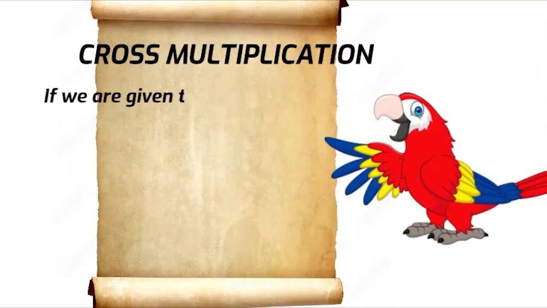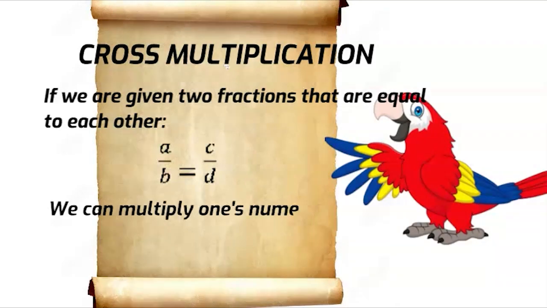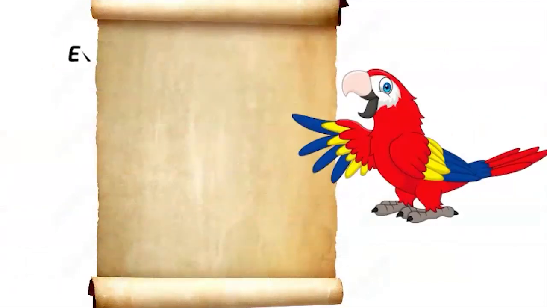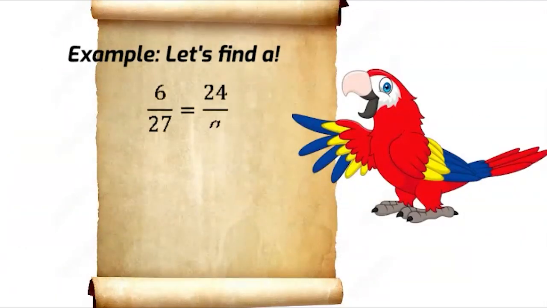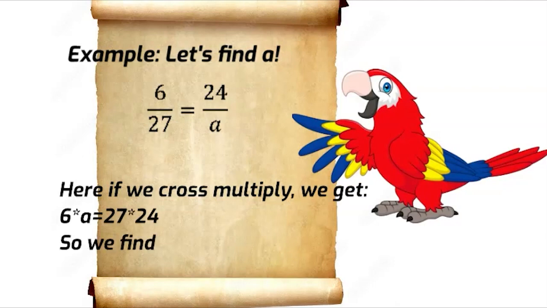Cross multiplication. If we are given 2 fractions that are equal to each other, we can multiply one's numerator with the other's denominator and equalize these multiplications. A over B equals C over D means AD equals BC. Let's find A. Here, if we cross multiply, we find 6 times A equals 27 times 24. And so, we get that A is 108.